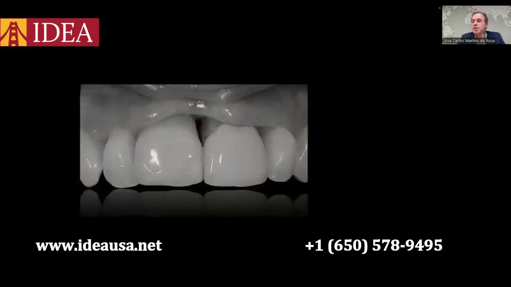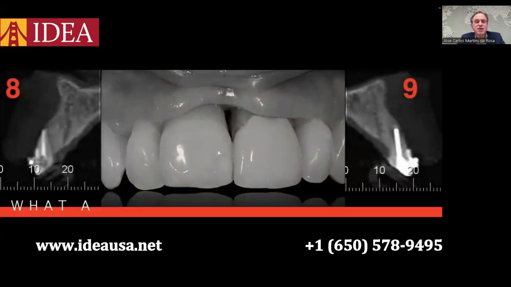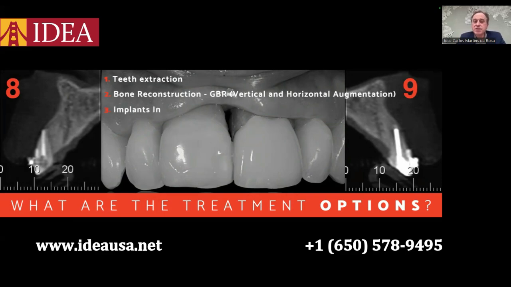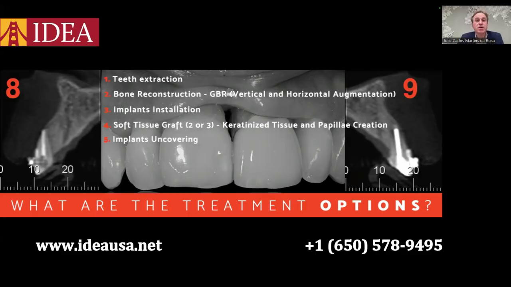So what are the treatment options? Maybe we can extract the teeth. Second, surgery for bone reconstruction, GBR, for vertical and horizontal augmentation. Third, one more surgery for implant installation. Number 4, soft tissue graft, maybe 2 or 3, to improve the keratinized tissue and the papillae creation. Number 5, implants and covering. We are talking about 5, 6, 7 surgeries.